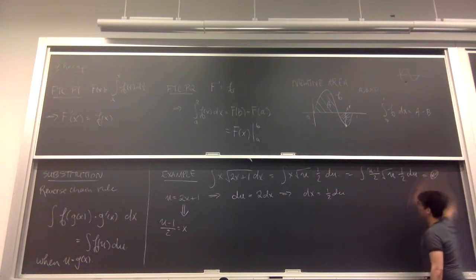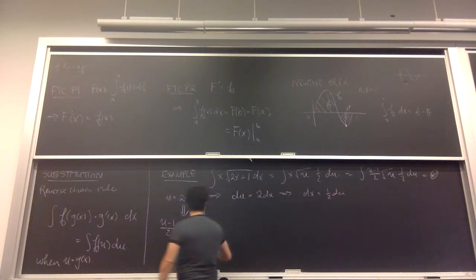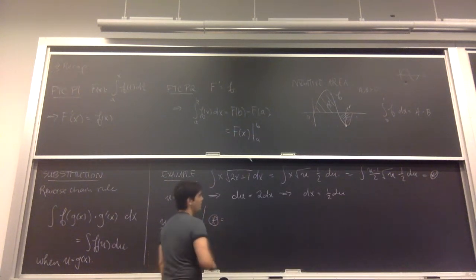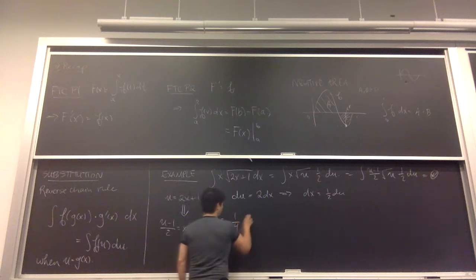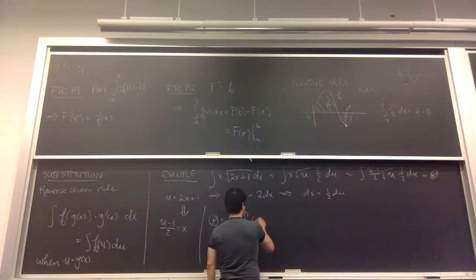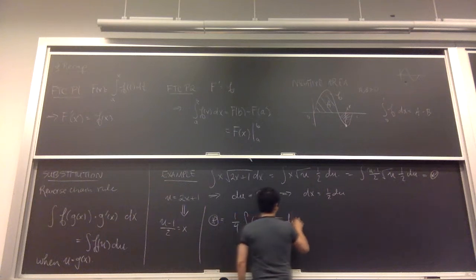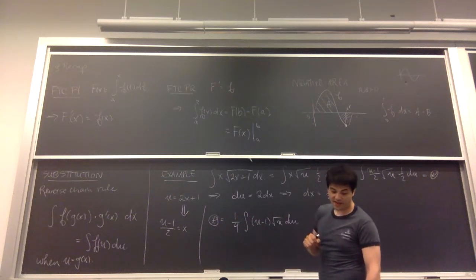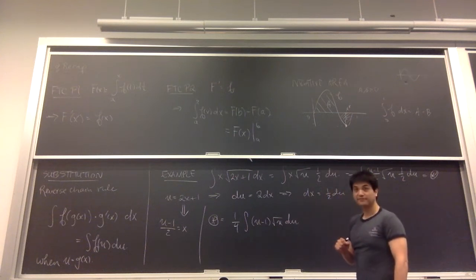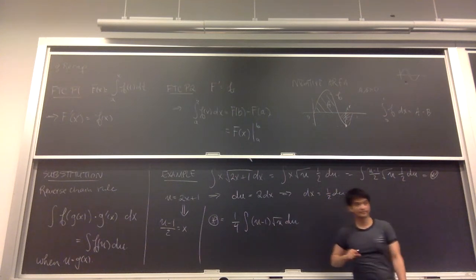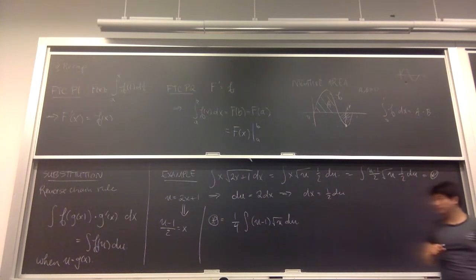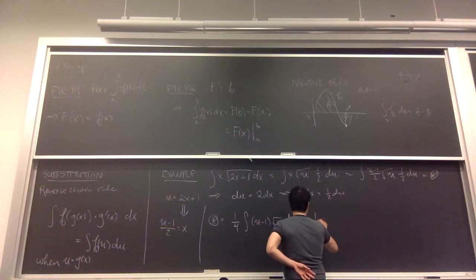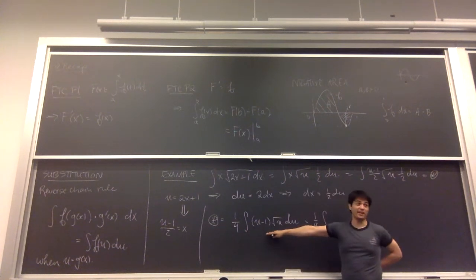This is going to be equal to what? 1/4 integral of (u minus 1) root u du. Can you do that? Yes? Wouldn't you just factor it? Distribute. Distribute, the opposite of factor. Yeah. Okay, so you got 1/4 integral. That worried me. That should have been instant.